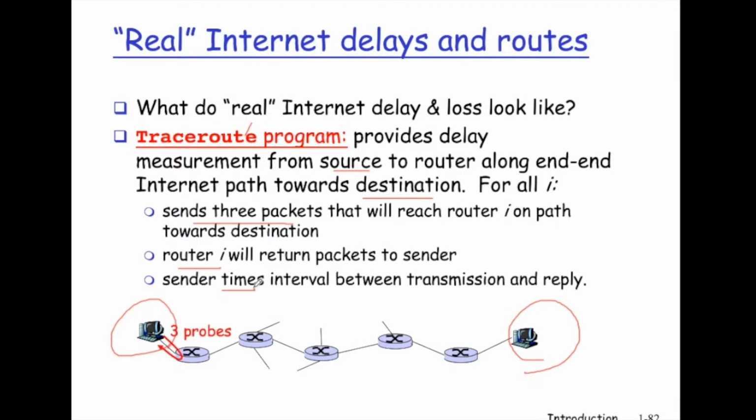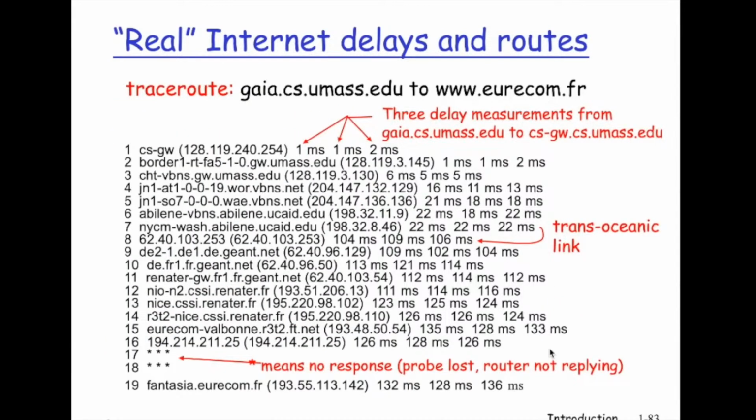So it works like this. 3 probes to the first router, 3 round-trip time estimations. 3 probes to the second router, 3 round-trip time estimations to the second router. And this goes on and on until it reaches the final destination, and then the traceroute program stops. The output of the program looks like this.